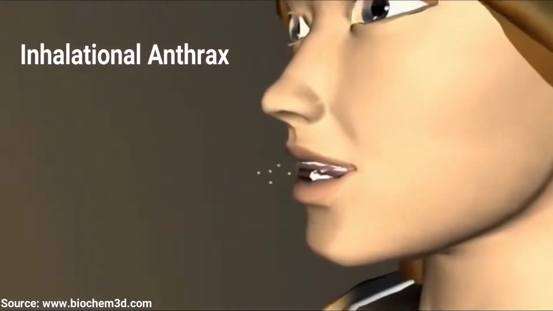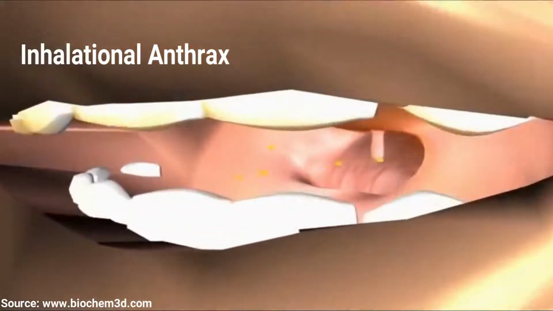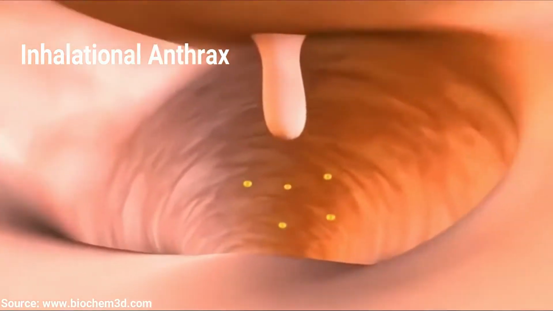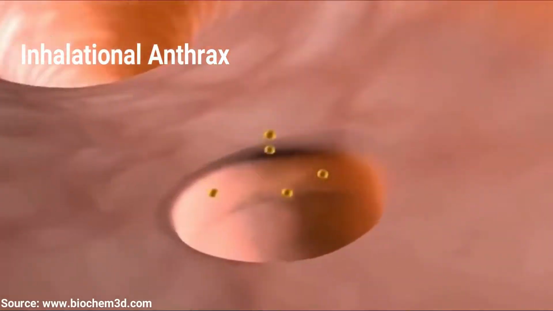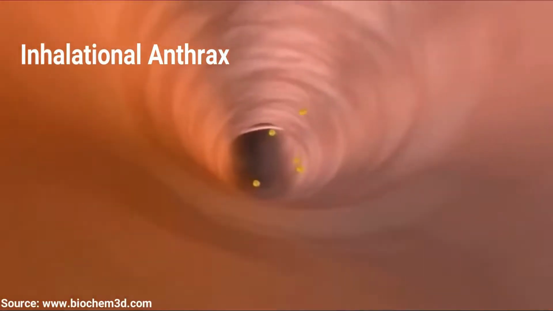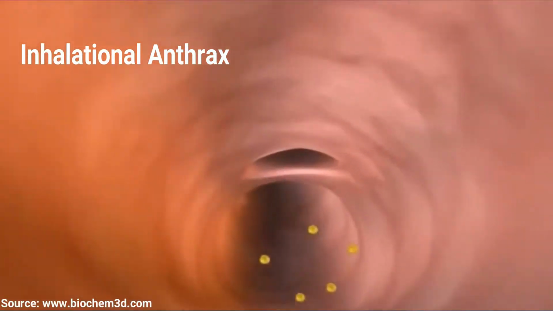The next form of anthrax is inhalational anthrax. People who are in direct contact with infected animals are highly susceptible to this disease. The route of transmission of this disease is air.